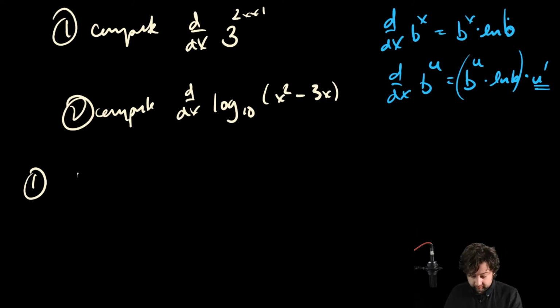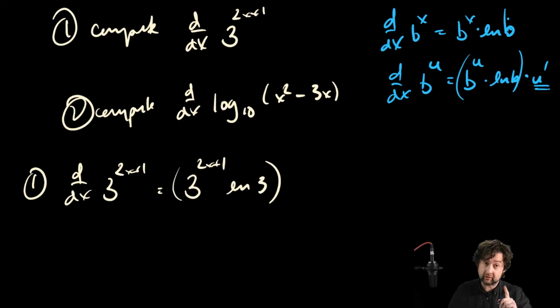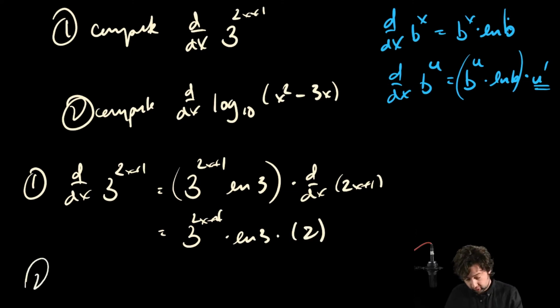So for problem 1, d by dx of 3 to the 2x plus 1 is equal to 3 to the 2x plus 1 times the natural log of 3, that's the derivative of the b to the u part, times the derivative of the exponent, which means this entire thing is 3 to the 2x plus 1 times the natural log of 3 times 2. For question 2, we have a logarithmic expression.